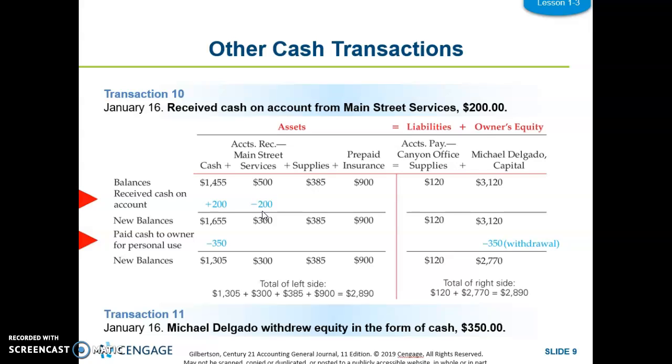Now, the bottom transaction on January 16th, Michael Delgado withdrew equity in the form of cash, $350. So he withdrew cash. So we will subtract $350 from cash, and then he's taking money out of the business. He is going to lose some owner's equity. So we will subtract $350 from his capital account, and we will put withdrawal. It's not an expense because when an owner takes money out, that's not a normal operation of doing business. So that's why it's going to be withdrawal.